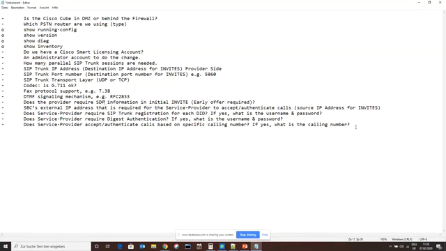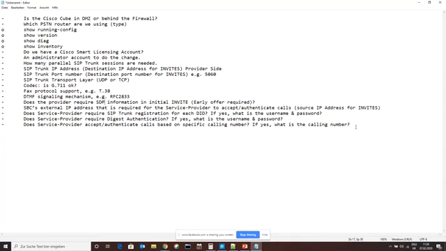And if yes, then what is the username and password? This username and password will be provided by the provider. This is nothing to do with our side, but the provider has to provide this information so that we can configure it on our CUBE. And then the CUBE can register via the SIP trunk to the service provider.